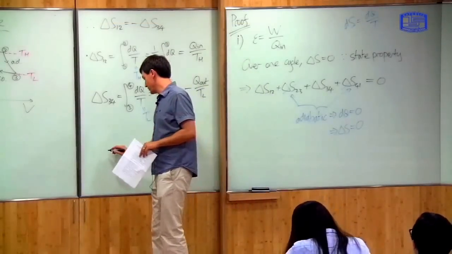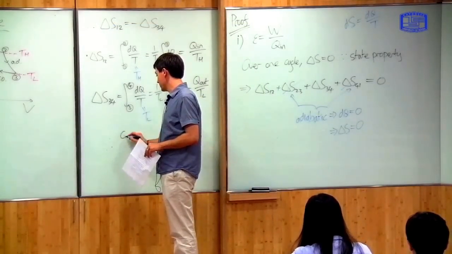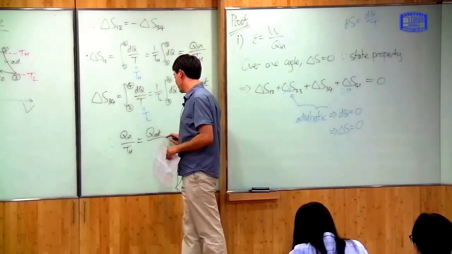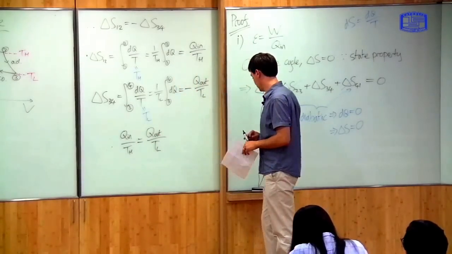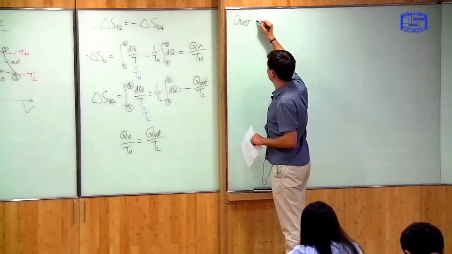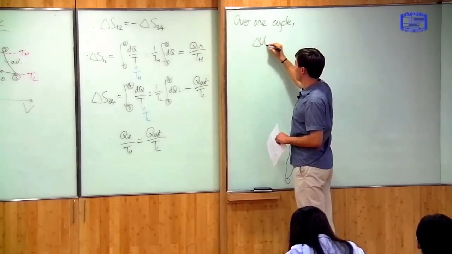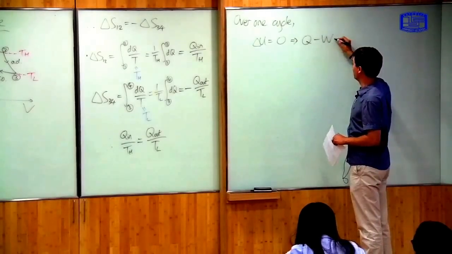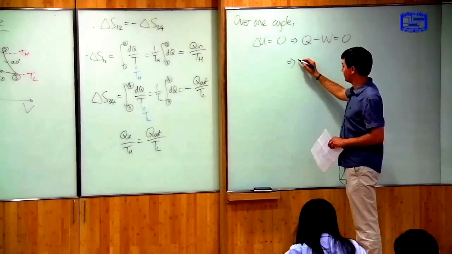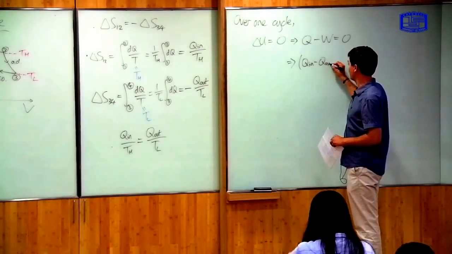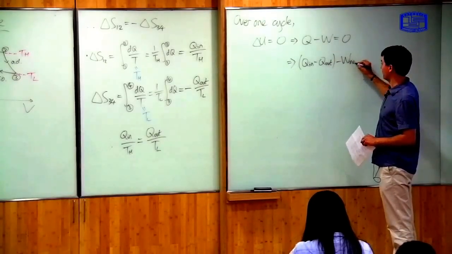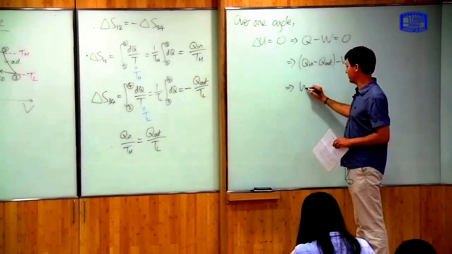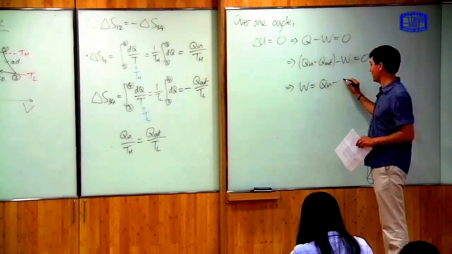So I can put these results all together, let me do it down here, and conclude that the heat which goes in divided by the temperature of the high temperature reservoir is equal to the heat which goes out divided by the temperature of the low temperature reservoir. Okay, we're nearly there. Over one cycle, the total change in internal energy is equal to zero. So this means that the total heat in and out minus the total work done is equal to zero. Now the net heat transfer is Q in minus Q out, and the net work done is W net. So this should be equal to zero, and therefore I get that W is equal to Q in minus Q out.